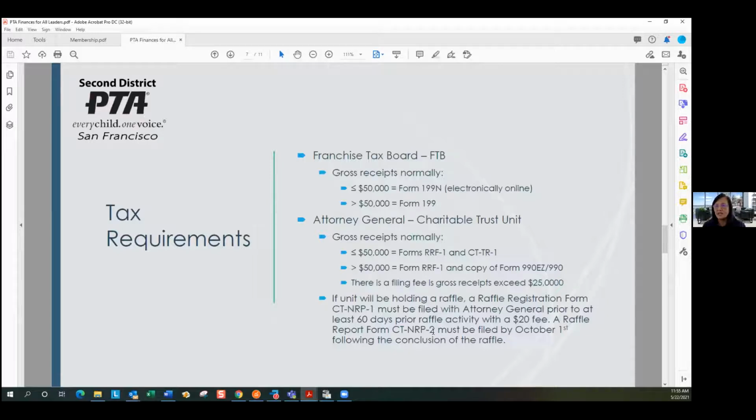Let's see. Oh, and one other thing: if your unit holds a raffle, you will need to file a raffle registration form with the Attorney General, and then also file a report at the end of the year after you hold the raffle. Okay. And again, we'll go into more details of this in the treasurer's training.